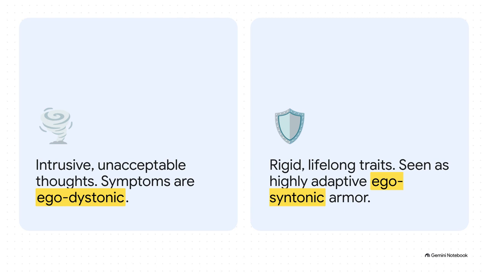But on the flip side, obsessive-compulsive personality disorder, or OCPD, is a lifelong, pervasive pattern of rigid character traits. It is ego-syntonic. The OCPD patient views their perfectionism, their orderliness, and their intense need for control not as a problem at all, but as highly adaptive. These traits are actually the ego's primary defense strategy, built from early childhood to ward off vulnerability.